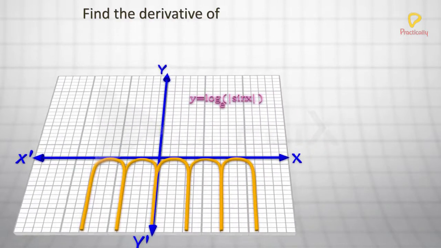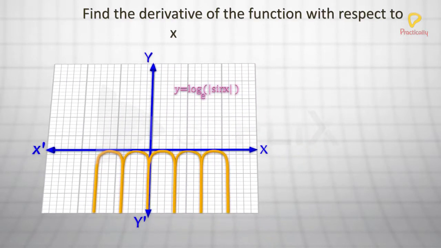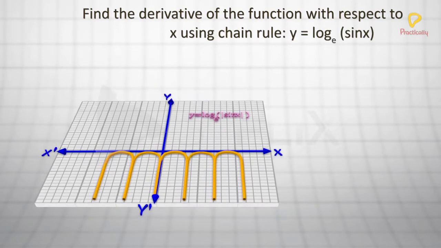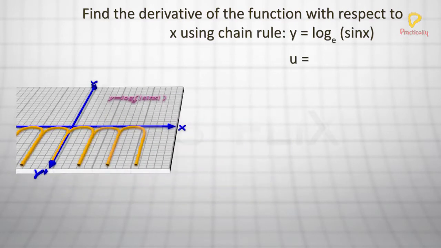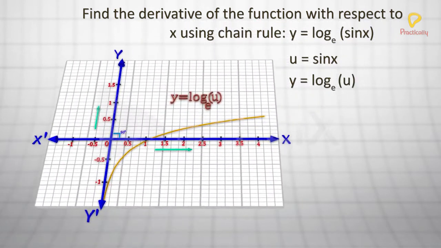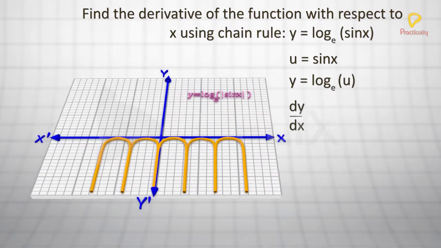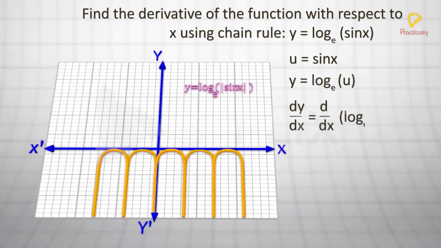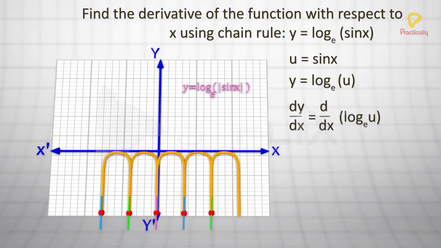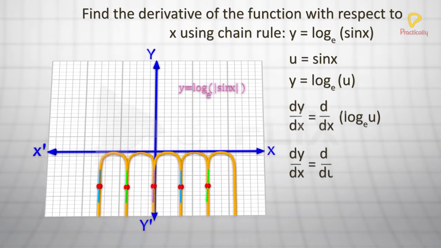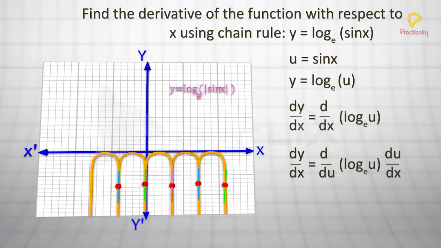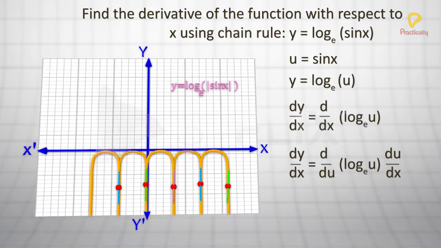The derivative of a function with respect to x using the chain rule. To find the derivative of the function y is equal to log of sine x to the base e, let us take u to be equal to sine x. Then y is equal to log of u to the base e. To find dy by dx, dy by dx is equal to d by dx of log u to the base e. Now, multiplying and dividing by du, we get dy by dx is equal to d by du of log u to the base e multiplied by du by dx.